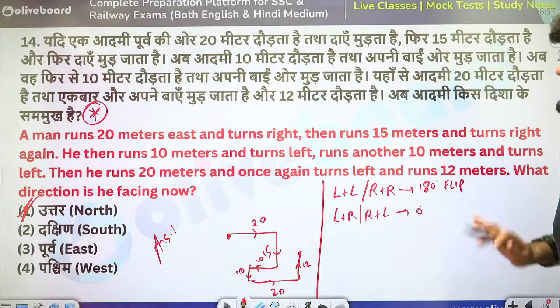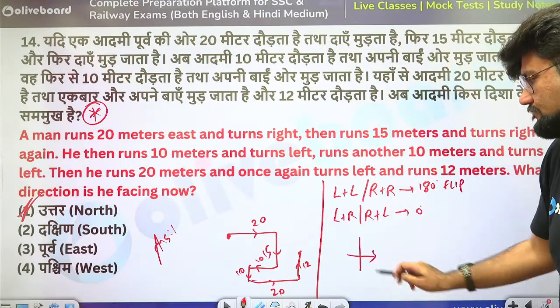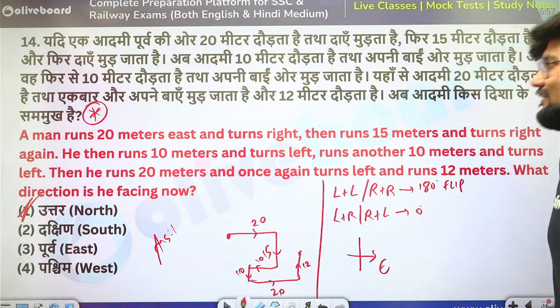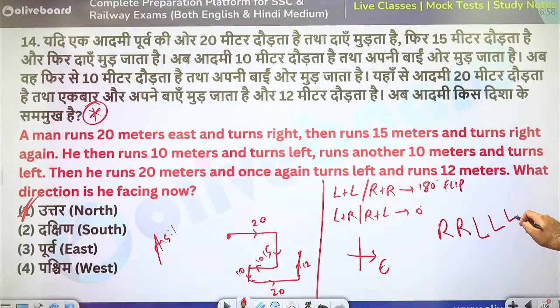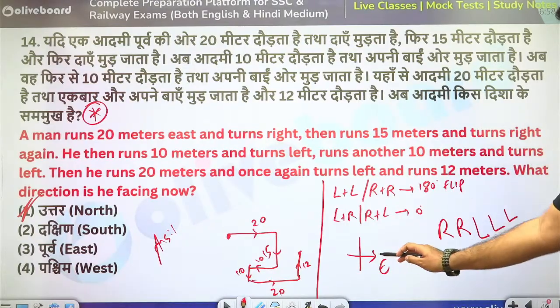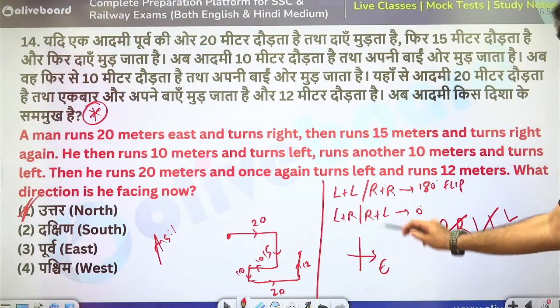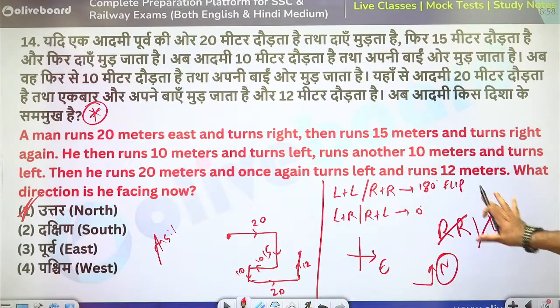Now look at this. Let's start. Man runs 20 meters east. So he's starting in the east. We are looking at his facing direction now. Then turns right again, turns left, once again turns left. This is the final movement. Now read them two at a time. Two rights means now he's from the east, he's going to the west. Two lefts means from the west he's again coming at the east. And final left. From the east, if he's taking a left, which direction is he going? North. That's your answer. So you can do it with this method.